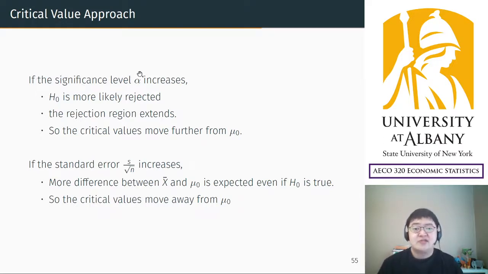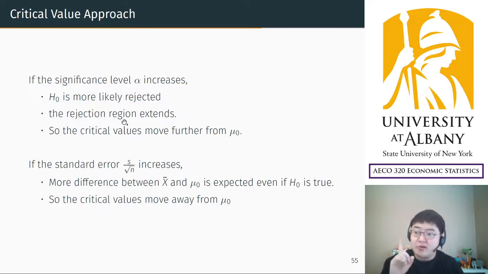And finally, I think I already said finally on the last page, but another finally. If the significance level increases, the idea is you reject more. That means the rejection region should extend, so the acceptance region shrinks. So the critical values should be closer to the belief. Oh, it's going the other way. Excuse me, that's totally wrong. The critical value should move toward the belief, mu0.